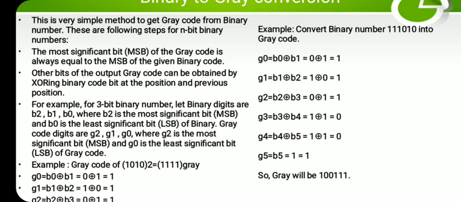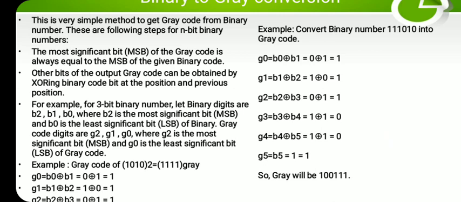Then what is the next number? What is your MSB? It is B5. So B5 as it is. Now what will I do? XOR B5 with B4. So 1 XOR 1, it will be 0. Then XOR B4 with B3. Again 1 XOR 1 will be 0. Same inputs, so it will be 0. Then XOR B3 with B2. B3 is 1, B2 is 0. 1 XOR 0 will be 1. Different inputs, output is 1.